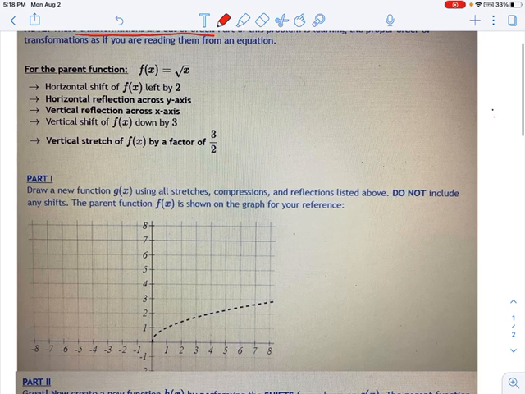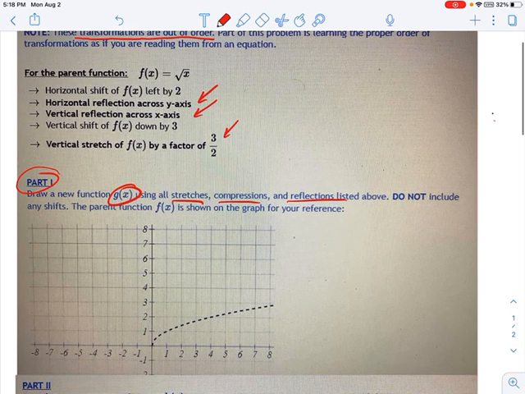So if you noticed, I've bolded some of these, and those are the transformations I want to focus on first in part one right here. Okay, so we're just going to draw an intermediate transformed function. Okay, this g of x won't be our final answer. It'll only be stretches, compressions, and reflections. Okay, so let's take a look here.